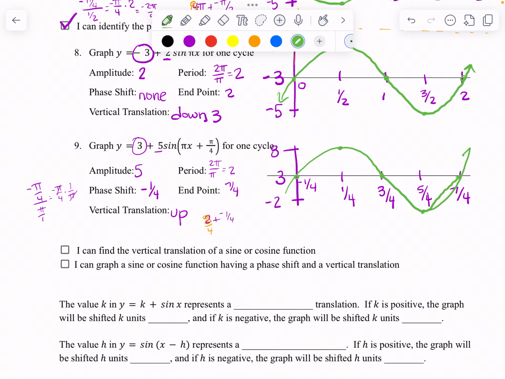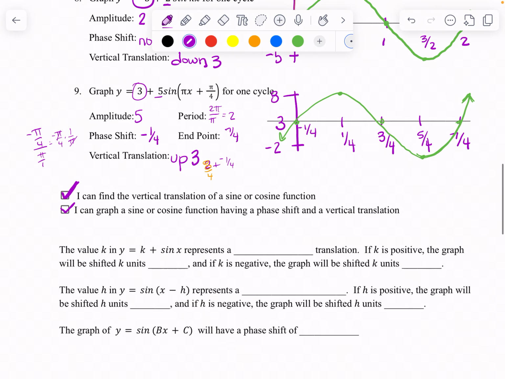Oh, hey. Back this way, friend. Add some arrows, give it my curve shape. There we go. All right, so can you find the vertical translation of a trig function? I sure hope so. That's that number out front. If it's positive, you're going to add it. This should be up 3. If it's negative, you're going to go down 3. I can graph a sine or cosine function, have a phase shift, and a vertical translation. That's what we just did in number 9.